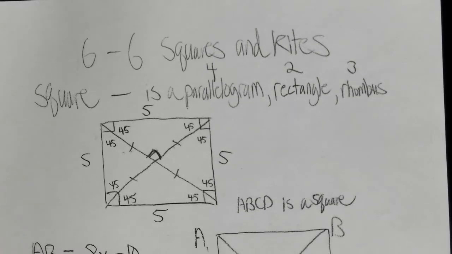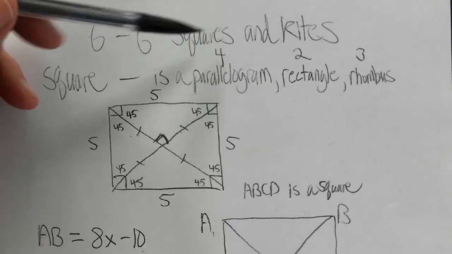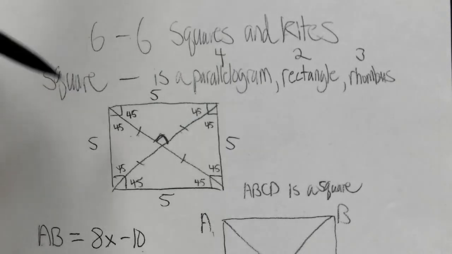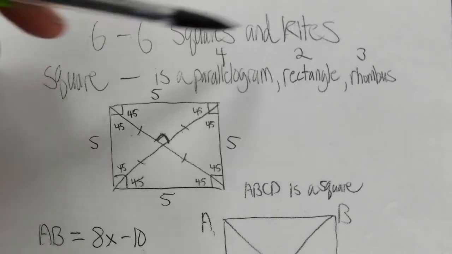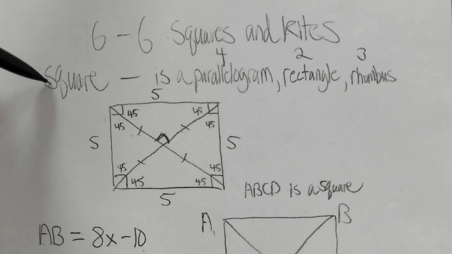Okay, now the next lesson that we're looking at in section 6-6, the topic is squares and kites. So we're going to use this section to look at these two types of four-sided figures, these two quadrilaterals. We'll start with a square.